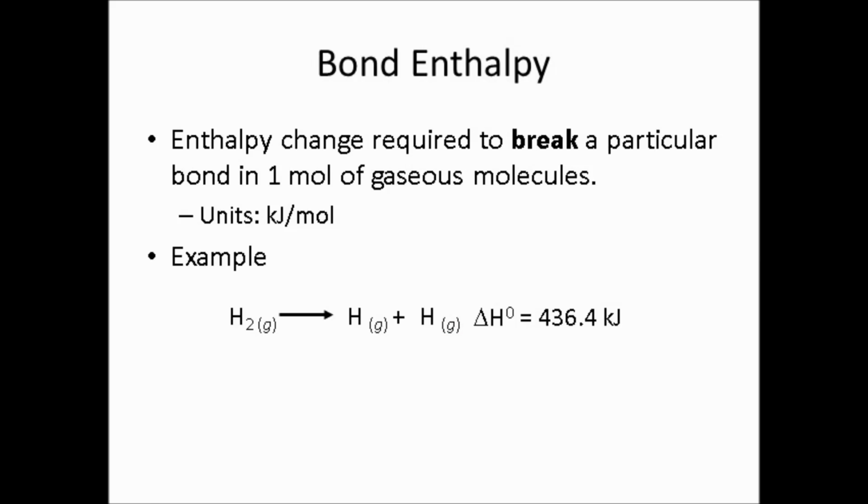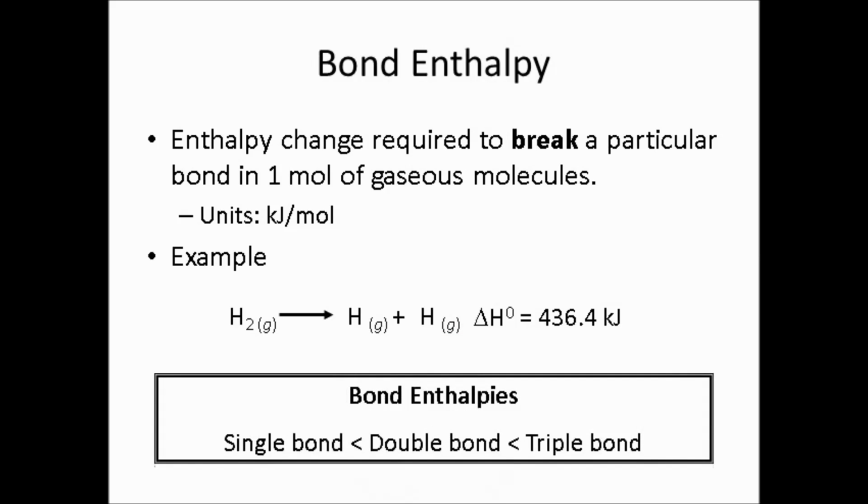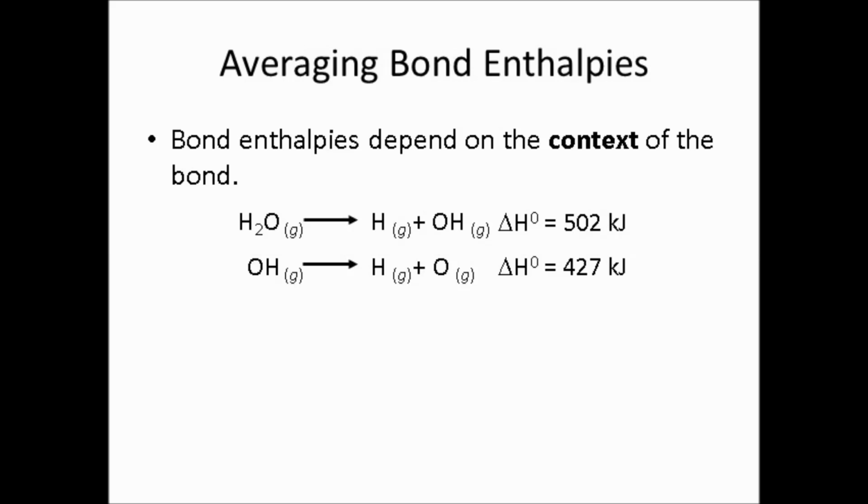As you may expect, a double bond is stronger than a single bond, while a triple bond is stronger than a double bond. However, you do not expect, for instance, a carbon-carbon double bond to be twice the strength of a carbon-carbon single bond. This is because pi bonds are weaker than sigma bonds. Alas, life is not so simple.